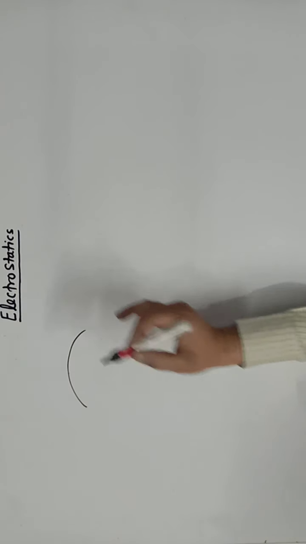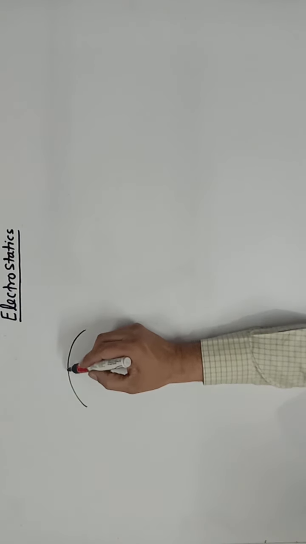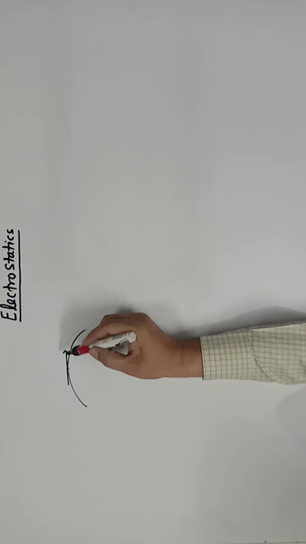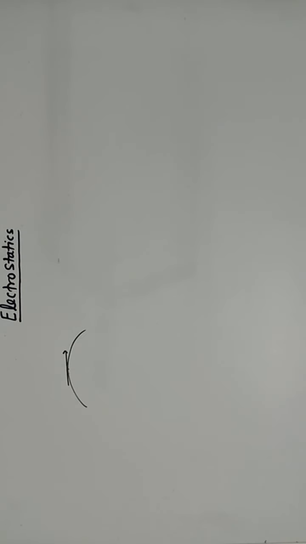What is the meaning of the tangent? A line touching the curve at only one point is called the tangent. If this is the curve and we are going to find the tangent at this point, we draw a line touching this curve at only a single point. This is called the tangent to this curve.